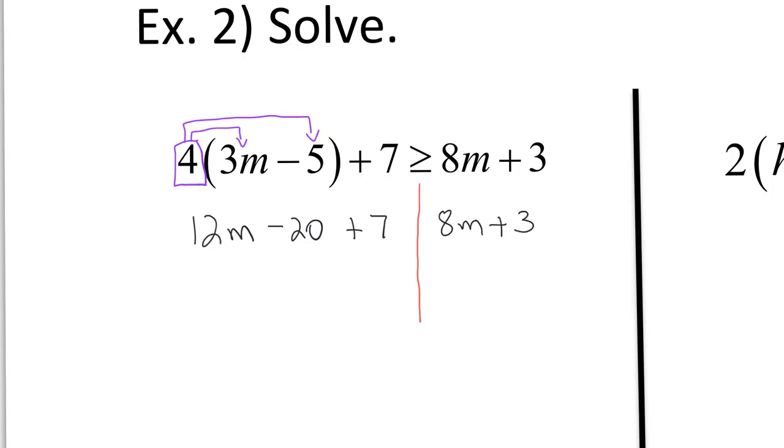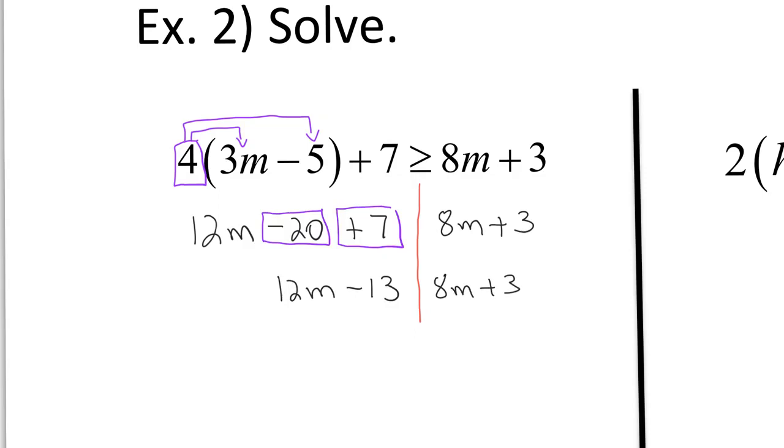If we go back to the left side, I notice I have two like terms. These are constants because they don't have any letters, the numbers negative 20 and plus 7. So you can combine. You bring down the 12m here, and negative 20 plus 7, that's negative 13. And on the other side, you just bring down the 8m plus the 3.